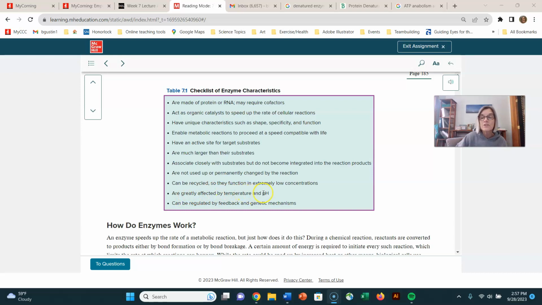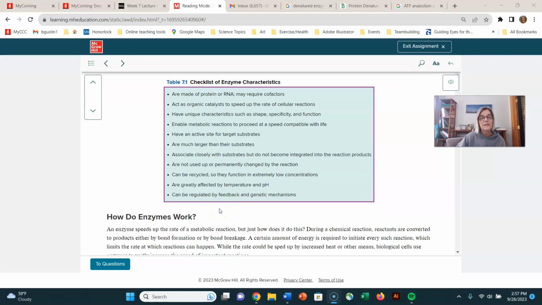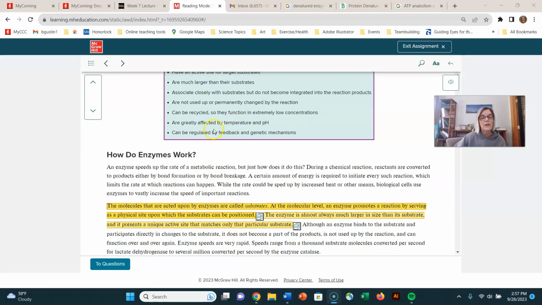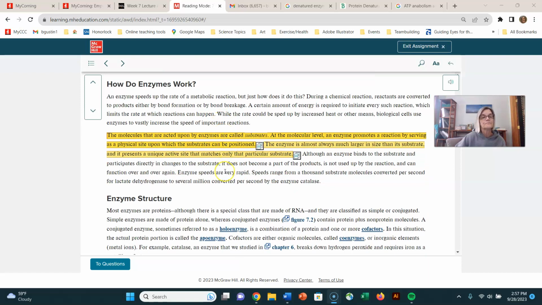They're affected by temperature and pH, and that's because they're proteins. Proteins change their structure when the temperature and pH change. And we're not going to really talk about regulation, but that's true. So I wanted to give you an idea of how enzymes work.